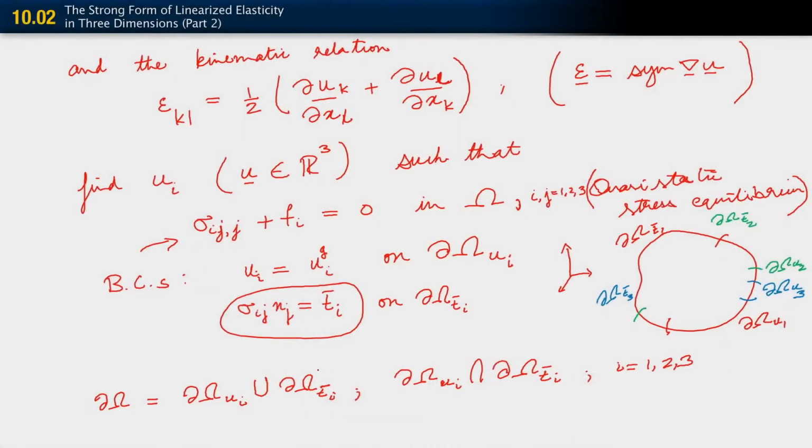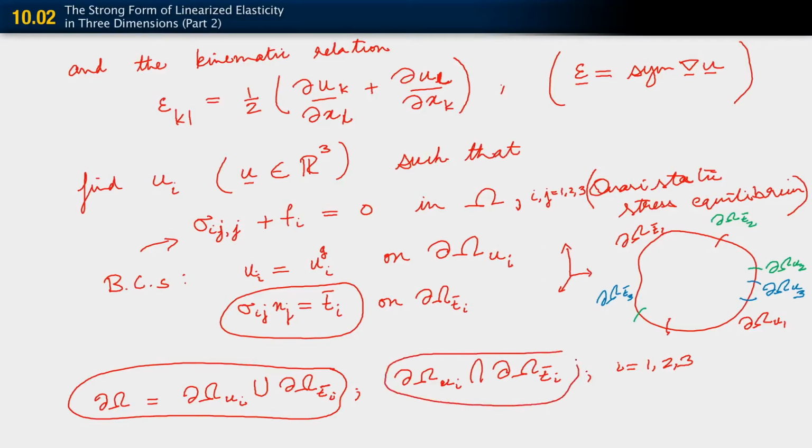Okay? But the important condition to always be satisfied is that the union of the Dirichlet and Neumann boundaries for each component always gives us the entire boundary, and that each Dirichlet boundary and Neumann boundary for a given component direction are disjoint. Okay, so this is just a beginning step, an early step towards the strong form of elasticity.